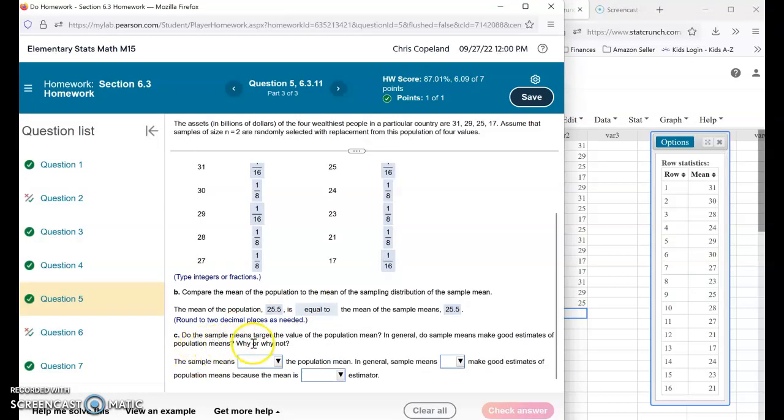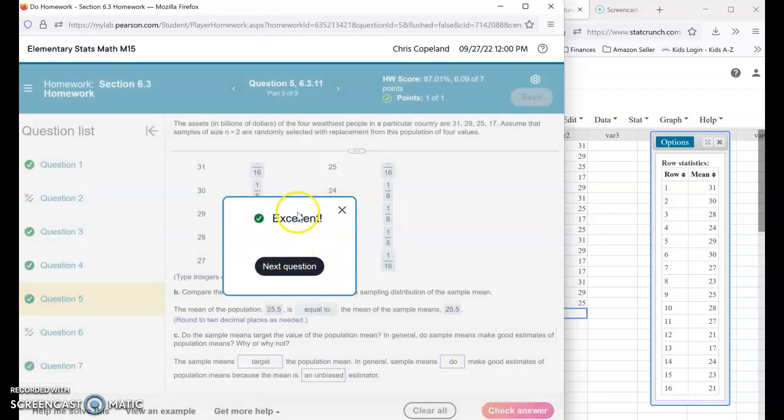Okay, part C. Do the sample means target the value of the population mean? In general, do sample means make a good estimate for the population mean? Why or why not? The sample means target the population mean. In general, sample means do make good estimates of the population mean because the sample mean is an unbiased estimator. That's it for that question.